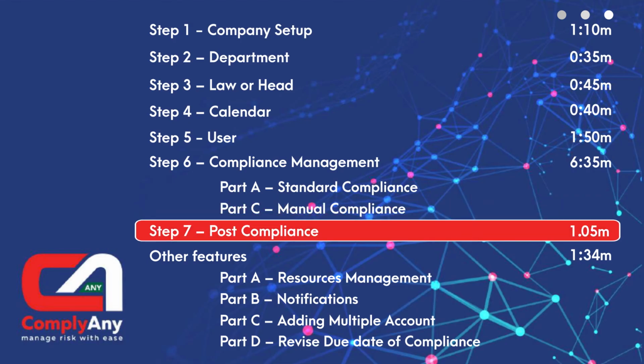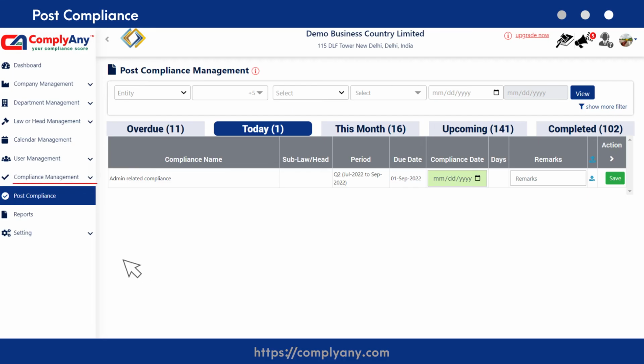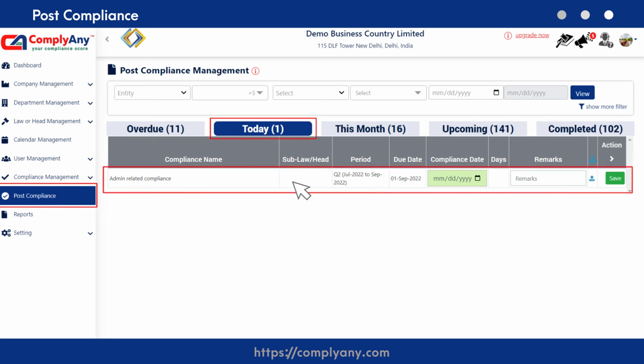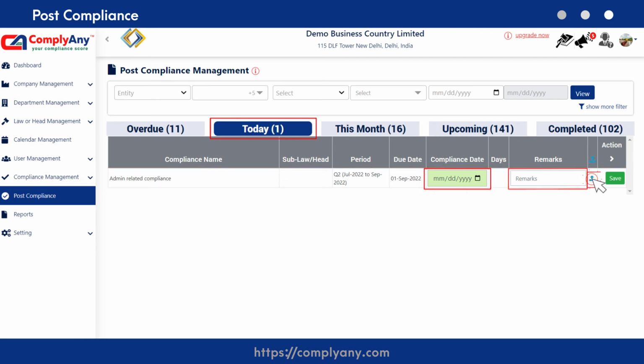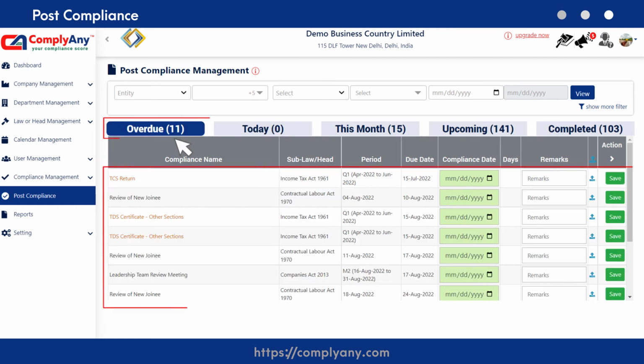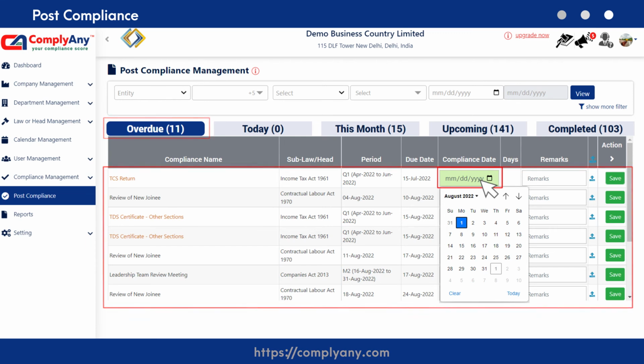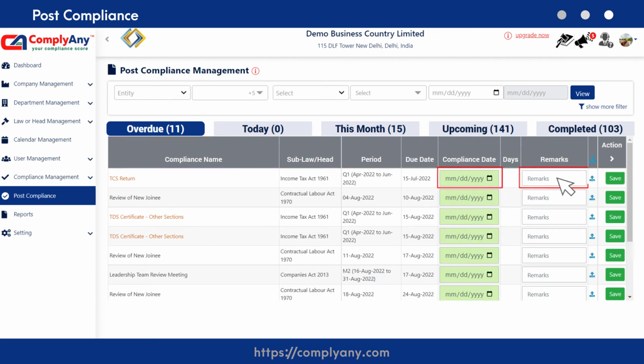Step 7. Post-compliance. Post-compliance module is very critical and very simple. If any compliance is due today, it will show list. User just needs to select compliance date, enter remarks if any, upload any evidence and save. If any compliance related to date prior to today's date and not completed yet, list will show under overdue. User just needs to select compliance date. Since these are late, remarks are mandatory. Upload any evidence and save.